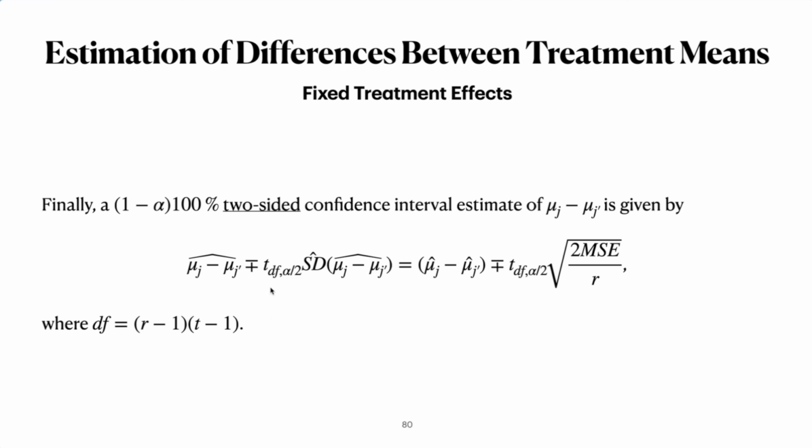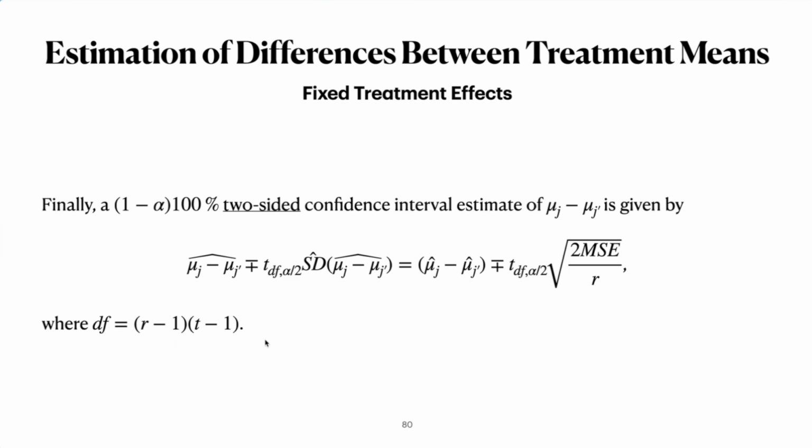And let me just point out something just so that we can be really careful. When we're constructing a two-sided confidence interval, notice that we have alpha over 2. So we're putting half of that alpha in the left tail, half of the alpha in the right tail. And so the interval coefficient here is the upper alpha over 2 percentage point from that t-distribution with degrees of freedom equal to r minus 1 times t minus 1.